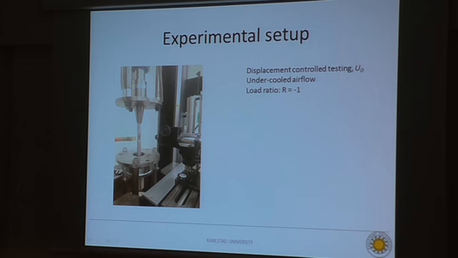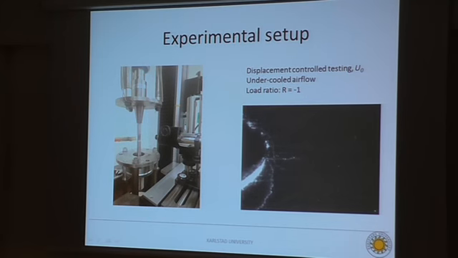This kind of testing is displacement controlled testing, meaning that what we are controlling here is actually the displacement U0, and this displacement is just at the bottom of the horn. So by controlling the displacement at the bottom of the horn, we can control the load of the experiment. The load ratio for the experiment presented in this paper is -1.